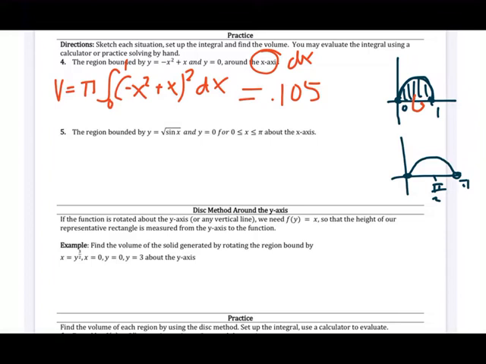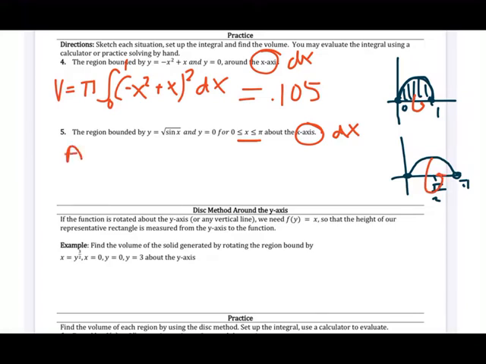Looking at number 5, we're looking at the region bounded by y equals the square root of sine of x and y equals 0 between 0 and pi. So they're telling us our bounds here. They're telling us we're going to integrate with respect to x since we're rotating around the x-axis.